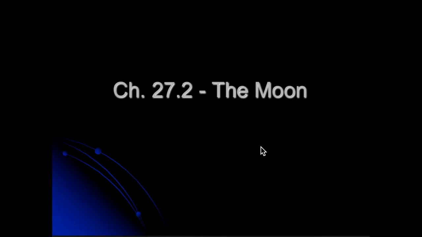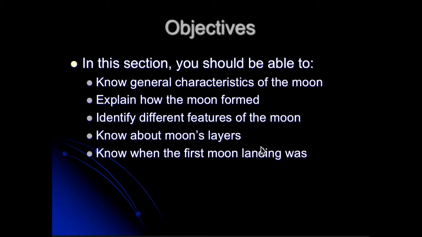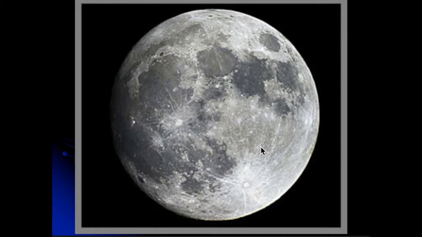Alright, let's travel to the moon in Chapter 27, Section 2. In this section, you should be able to know the general characteristics of the moon, explain how the moon formed, identify different features of the moon, know a little bit about the moon's layers, as well as know when the first moon landing was.